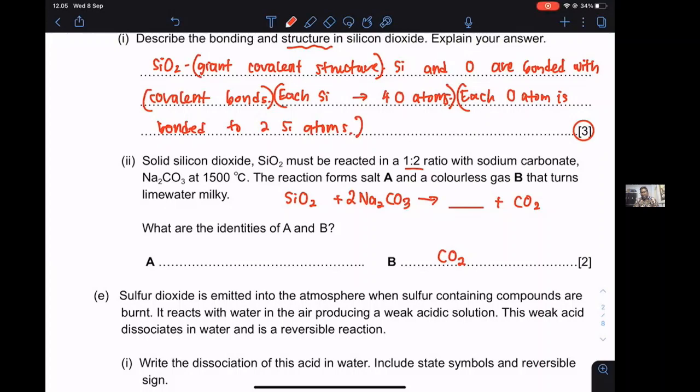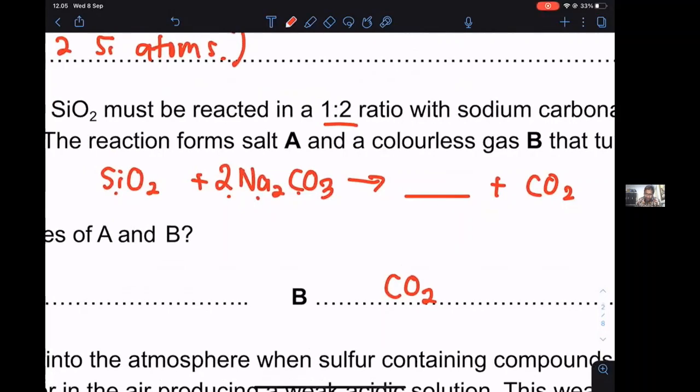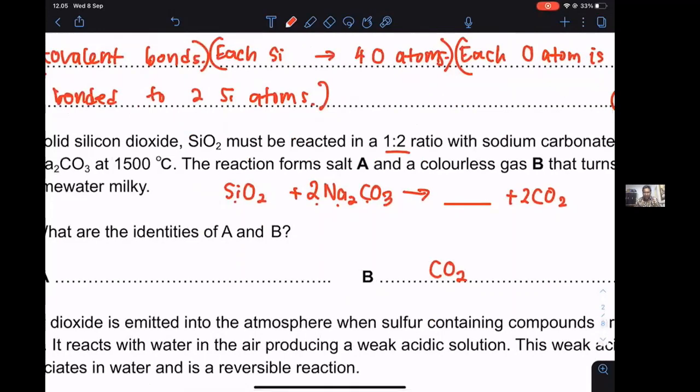So what is A? This is going to be the part that you need to remember about the ratio. Here I have 1 Si, 2 Na, and then you have 2 carbon. So we know that there is going to be 2 carbon, I just put 2 there. And then what is the salt? Of course the salt must have something with Na, something with Si, and something with O. I just put over there. But how many? That is important.